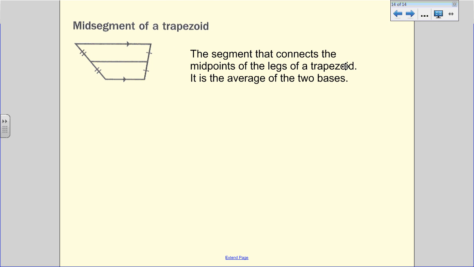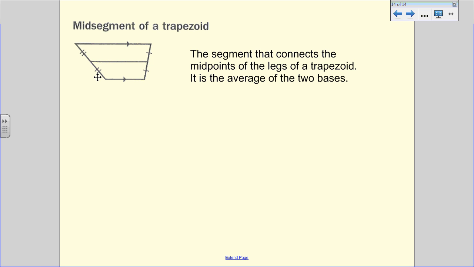And our last vocab word of the chapter was mid-segment of a trapezoid. The mid-segment is a segment that connects the midpoints of the legs of a trapezoid. And so this mid-segment is running through the middle, in essence, of our trapezoid. And so you're going to see congruency marks. The parts above and below that midpoint are going to be congruent, because that's the definition of a midpoint.